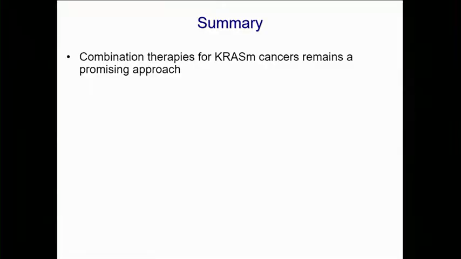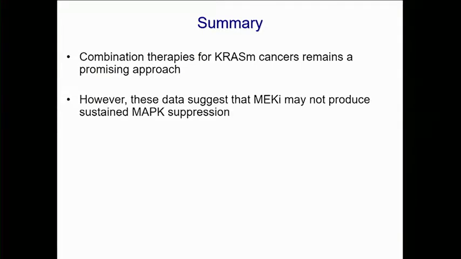So I'll stop there quite early. Despite the setbacks and disappointments in the early clinical efforts, I do think that combination therapies for KRAS mutant cancers really do remain a promising approach. But these data suggest that the primary backbone we've used for these trials, MEK inhibitors, may not produce sustained MAP kinase pathway suppression. And that is at least one potential explanation for why these trials may have failed.